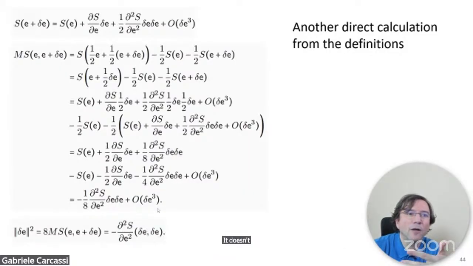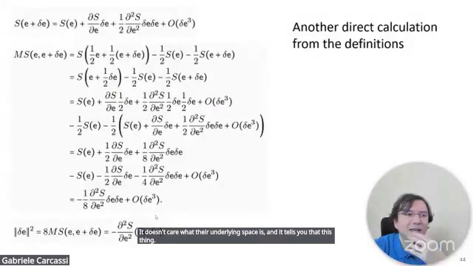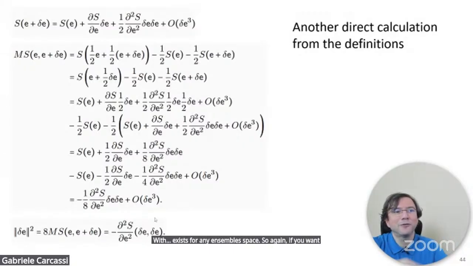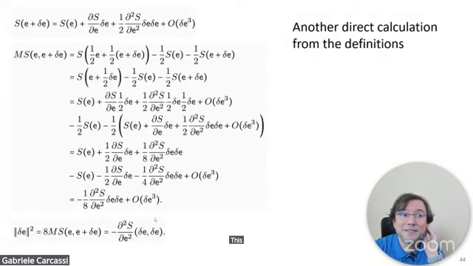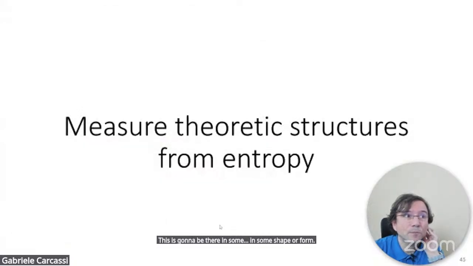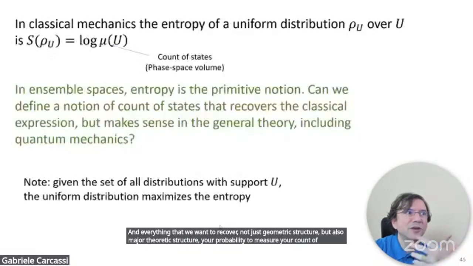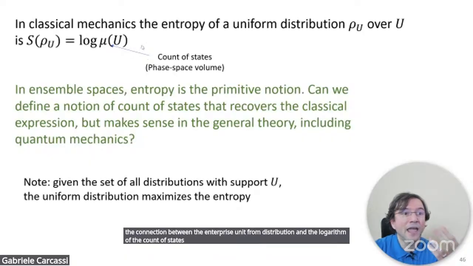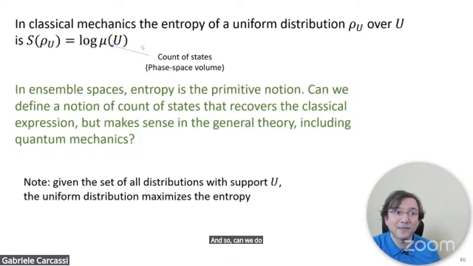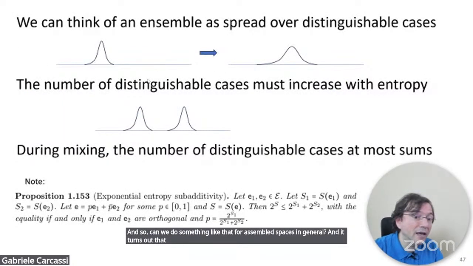It doesn't care what the underlying space is, and it tells you that this thing always exists for any ensemble space. So again, if you want to create a new theory of quantum gravity, whatever, this is going to be there in some shape or form. And everything that we want to recover, not just geometric structure, but also measure theoretic structure, your probability measure, your count of states. So those are everything that we want to get. So in classical mechanics, you have the connection between the entropy of the uniform distribution and the logarithm of the count of states. And so can we do something like that for ensemble spaces in general? And it turns out that you can.